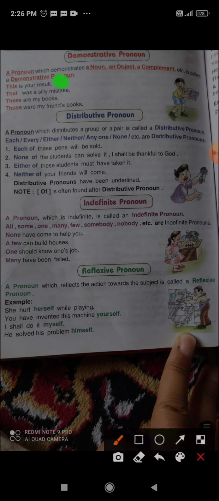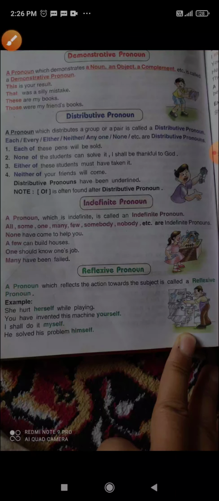Another example: this is referred to a nearby object. Make sure that you understand. That was a silly mistake. That was a silly mistake means the mistake is done by some person, and the person is replaced by the demonstrative pronoun that. So that was a silly mistake, and that is referred to as a mistake. What was the mistake? They are not going to name it because we have put a pronoun in place of that very noun.